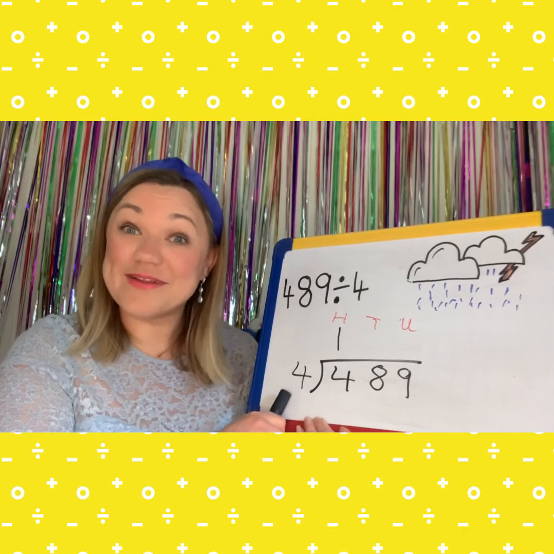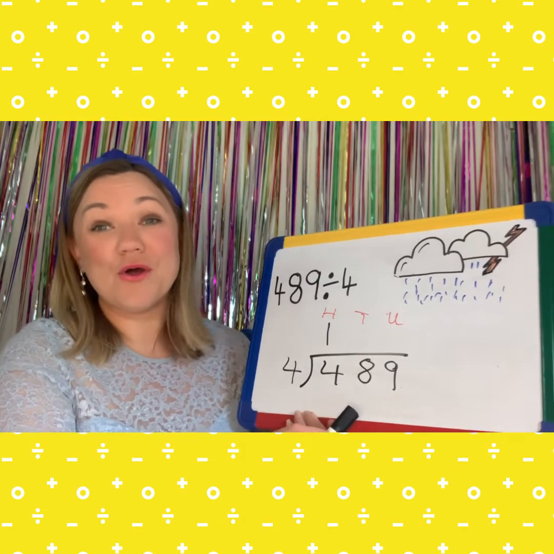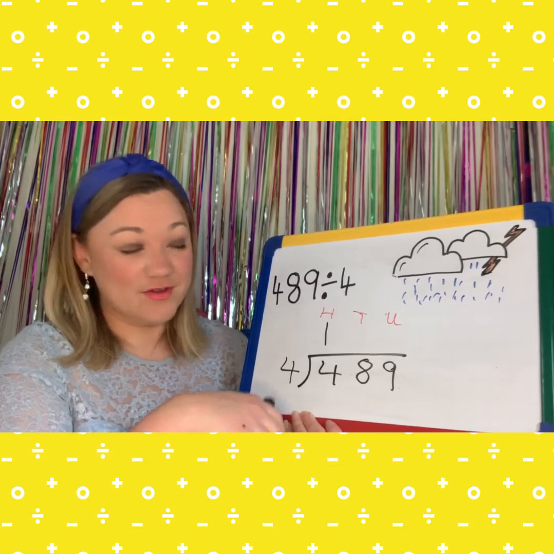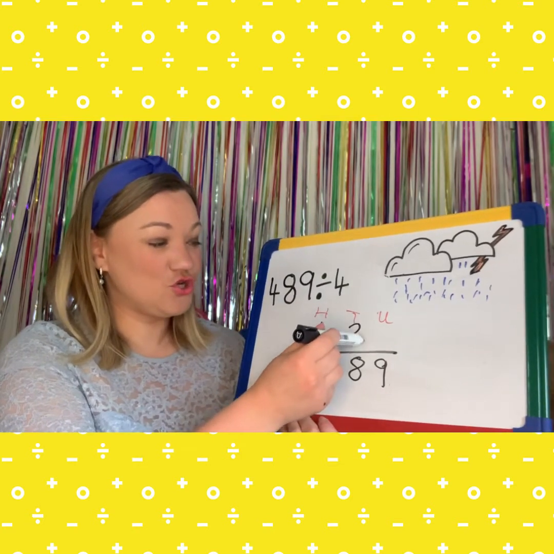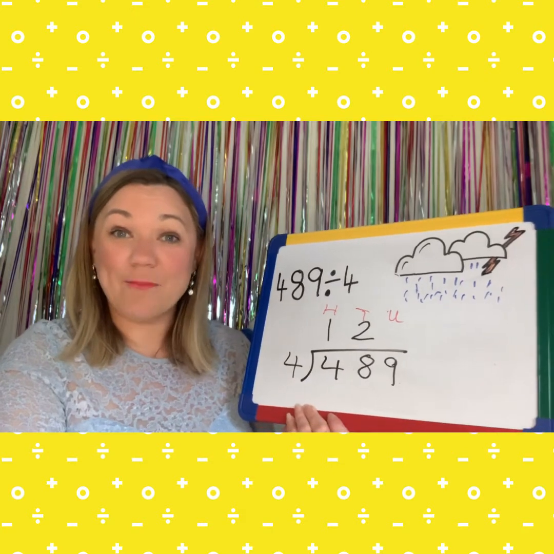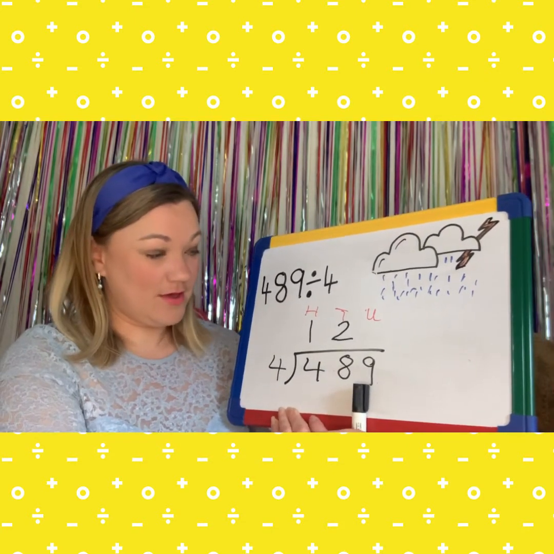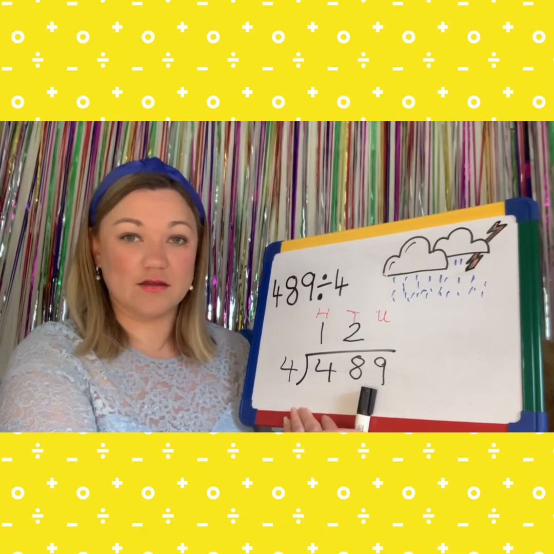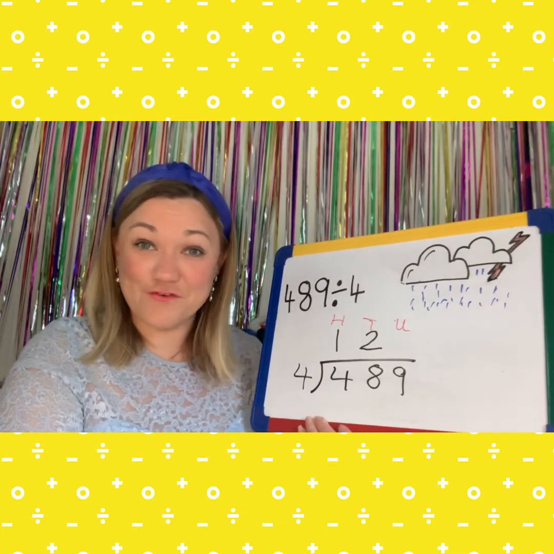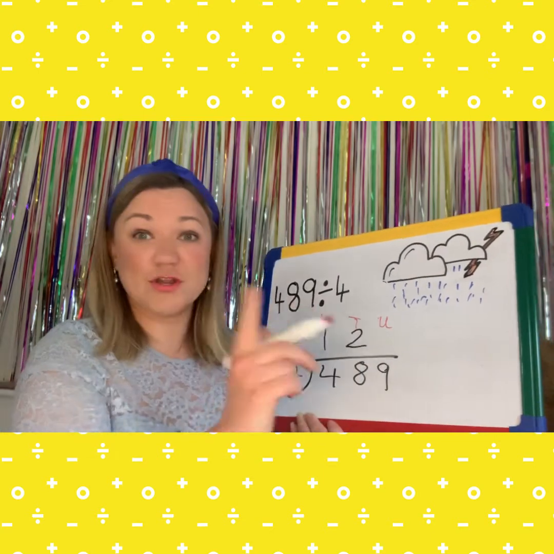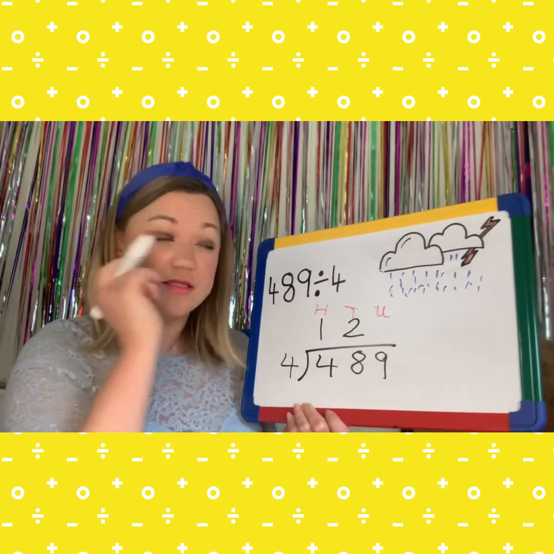Moving on, how many 4s are there in 8? Or what is 8 divided by 4? I know my 4 times table. I know that is going to be a 2. How many 4s are there in 9? Oh, 9's not in the 4 times table, is it? This makes it a little bit difficult for me. I'm going to do my dots just to help me while I'm working this out.